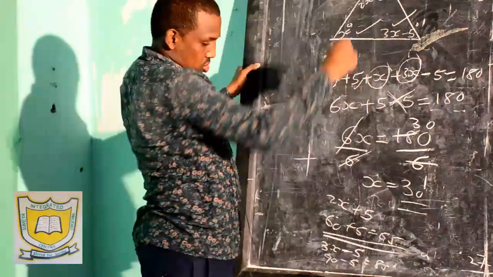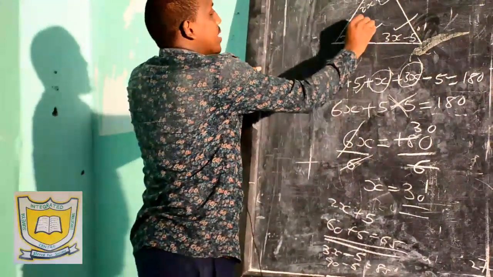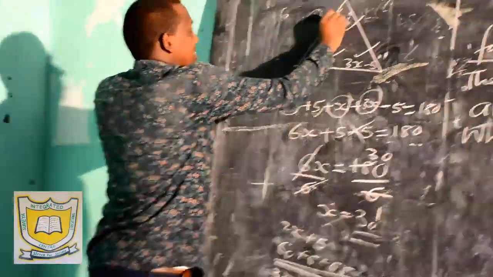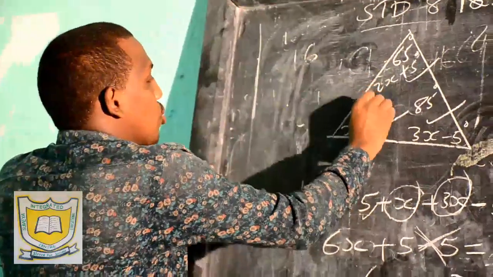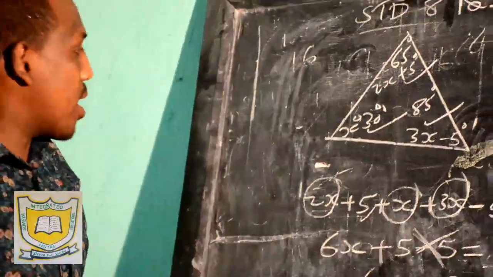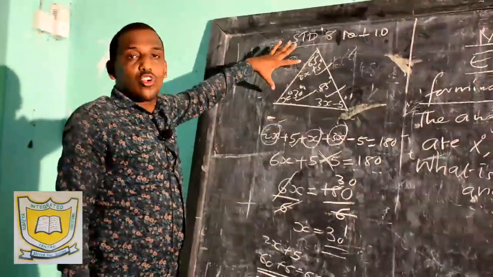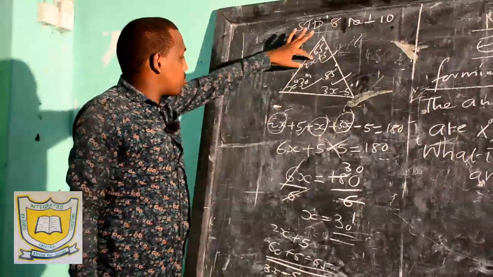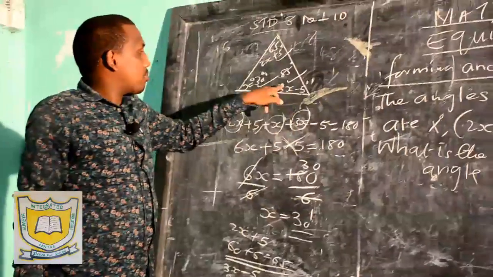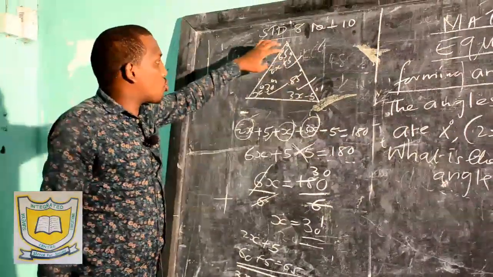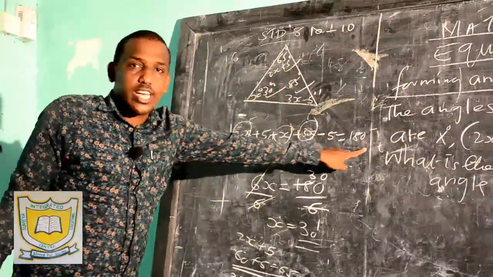So those are the angles now. The first one is 30. The other one is 65, and the other one is 85 degrees. So that's how we get the angles of the triangle. So I said we collect the like terms. 2x plus 5 is here, plus the other angle which is x, plus the other one 3x minus 5 is equal to 180. The three angles add up to 180 degrees.